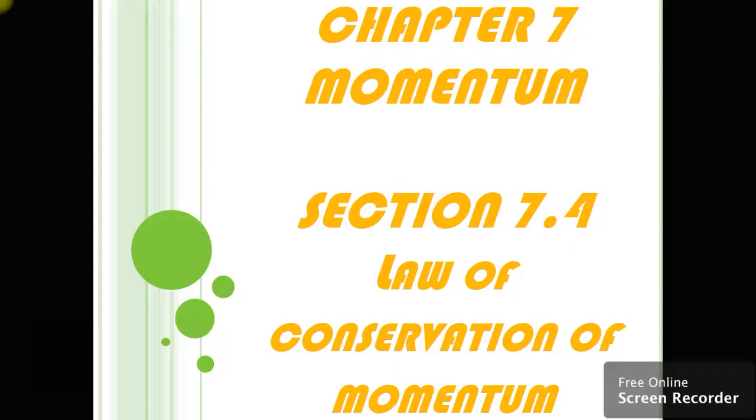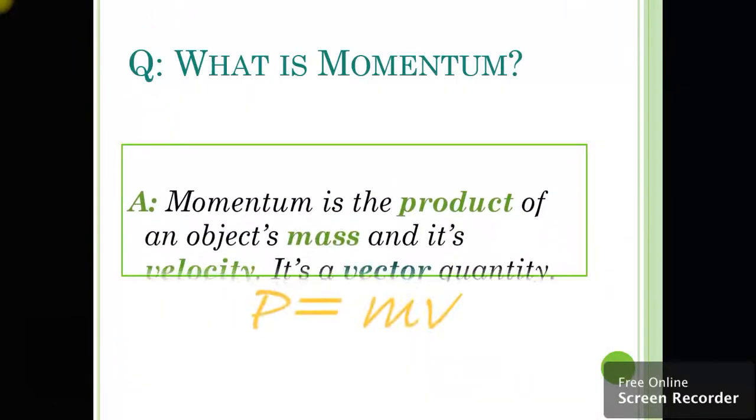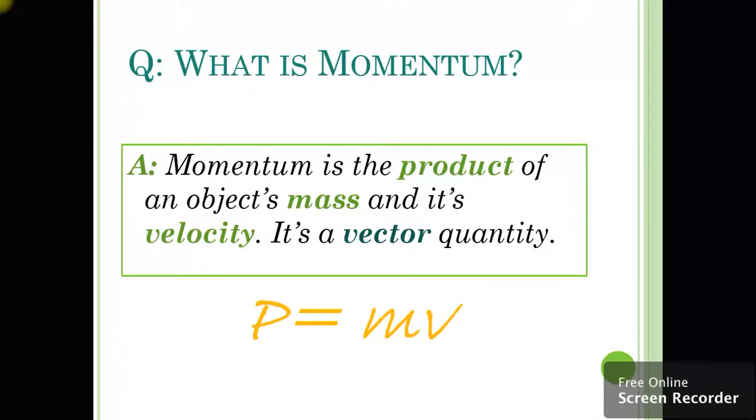We're going to do Section 7.4, the Law of Conservation of Momentum today. Good news, this is going to be a very short PowerPoint. So first, a bit of review. What is momentum? The product of mass and velocity, and it's a vector quantity.